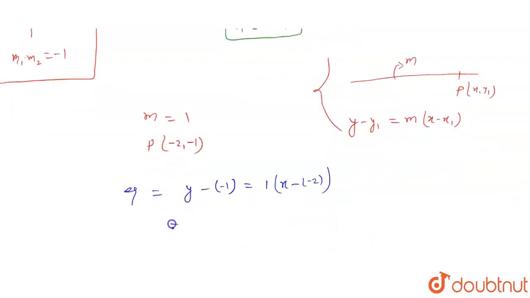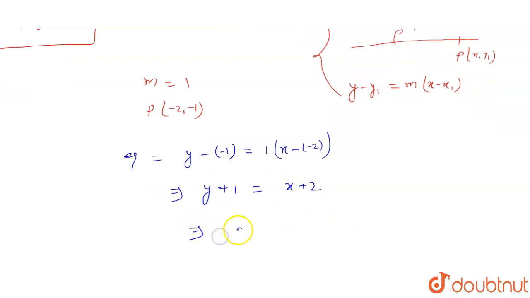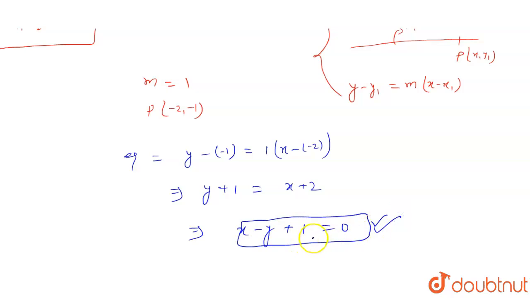You can solve this further. y plus 1 is equal to x plus 2, right? Or you can say x minus y plus 1 is equal to 0. This is our required equation, which is the perpendicular bisector of the line AB.